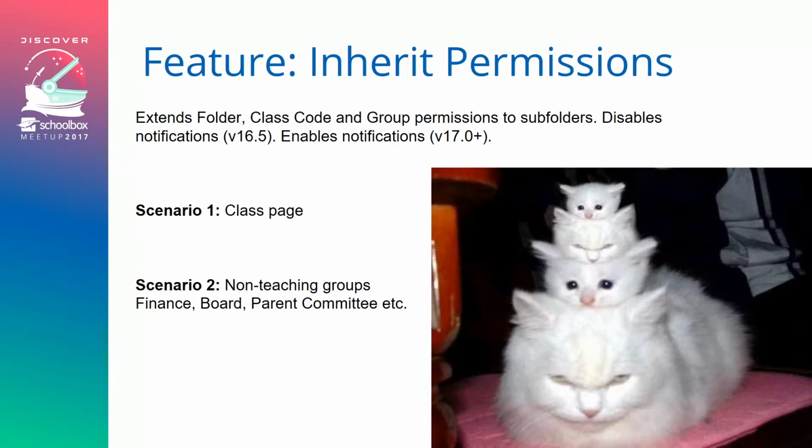So what happens in 16.5 with inherit permissions, if, say, there was a news post or a file uploaded in one of those subfolders, there were no notifications at all from it. So it's effectively kind of hidden from the notification system. Only the stuff right at the top of that tree were actually firing out. In 17, notifications that are triggered on lower pages will now fire up as if they were from the top page that they come from.